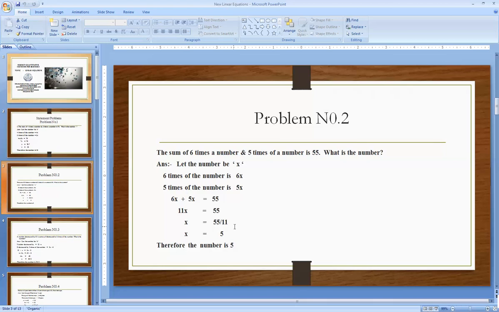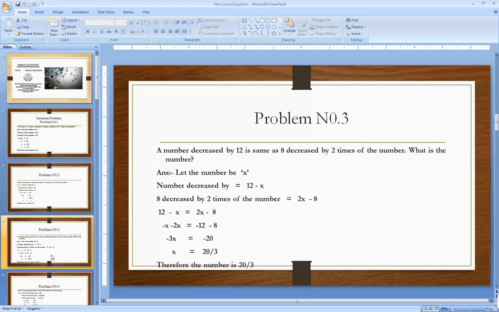If you want to verify whether the answer we calculated is correct, just substitute the value of x in the equation, that is 6x plus 5x equals 55. 6 into 5 is 30, plus 5 into 5 is 25. So 30 plus 25 is 55. Therefore, left hand side will be 55. In the same manner, right hand side is also equal to 55.